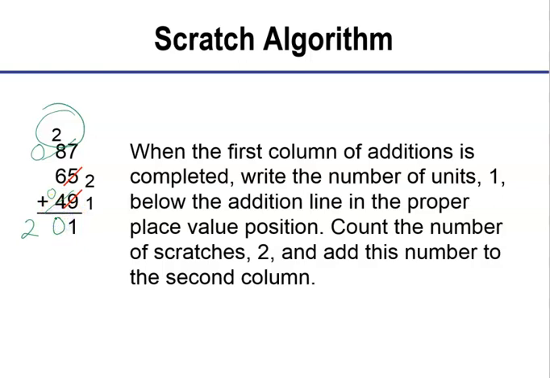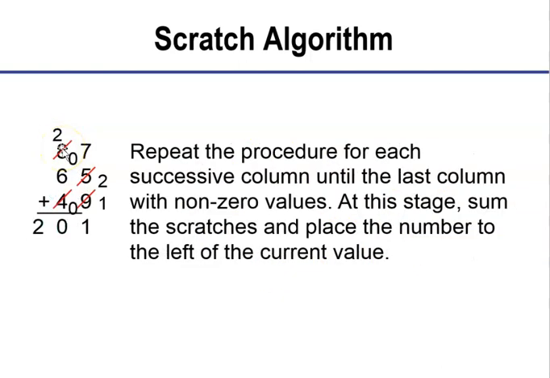So again, when the first column of addition is completed, write the number of units, 1, below the addition line in the proper place value position. Count the number of scratches, 2, and add this number to the second column. Then we do it again with the first column. Repeat the procedure for each successive column until the last column with non-zero values. We ended with a 0 right here. At this stage, sum the scratches and place the number to the left of the current value. So the scratch method is a very interesting way of adding.